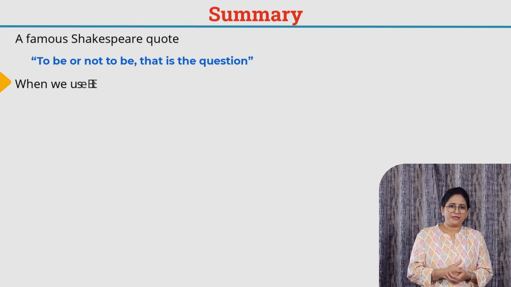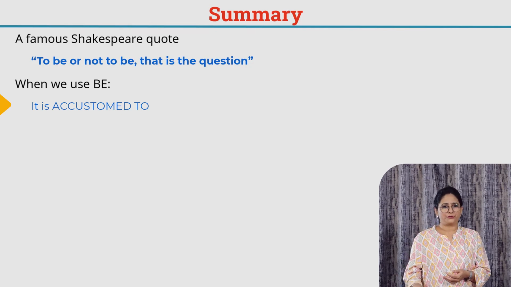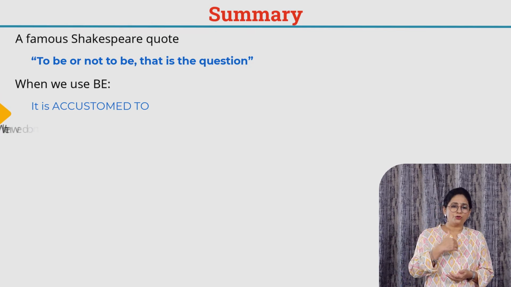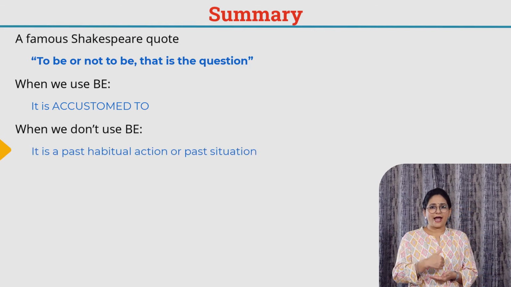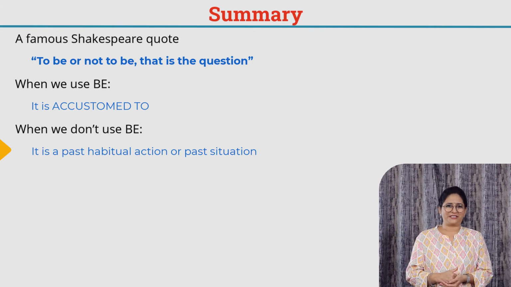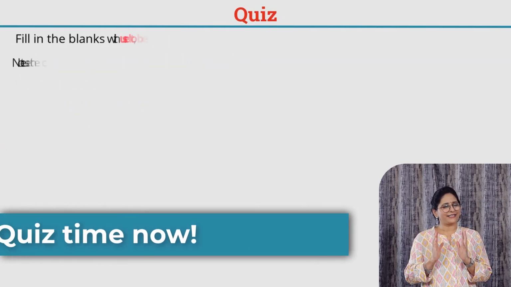When we use be, it is accustomed to, for example, were used to. And when we don't use be, it is a past habitual action or past situation. So I hope you have understood it. So let's take a quiz. Pause this video and take the quiz.